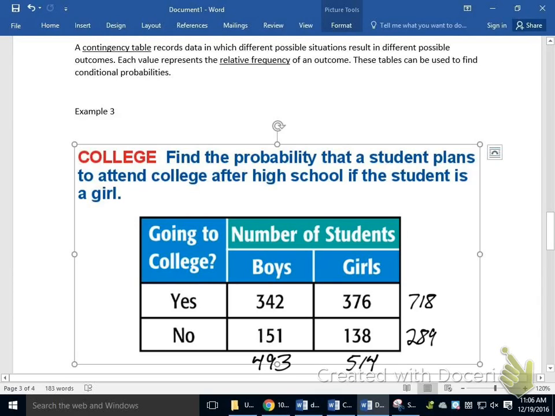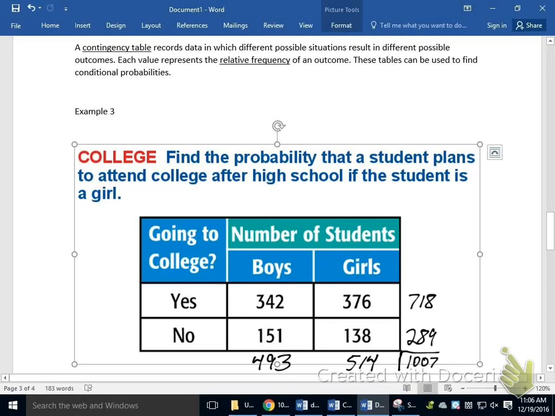Now what you should always see here is that these yeses and nos should add to the same number as the boys and girls. So if I were to do the 493 plus the 514, I get 1,007, which is the total number of responses that we had here. And if I do the 718 plus the 289, I'd see 1,007 as well. That's not 2 separate 1,007s, that's just 1,007 responses here.